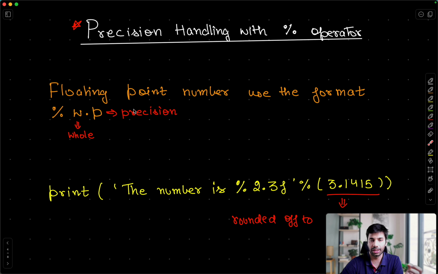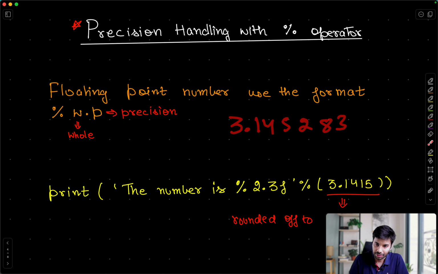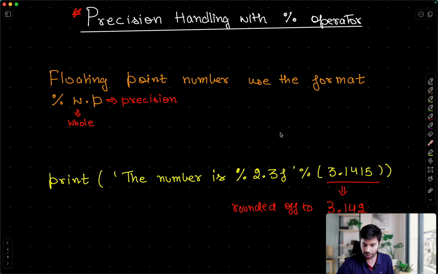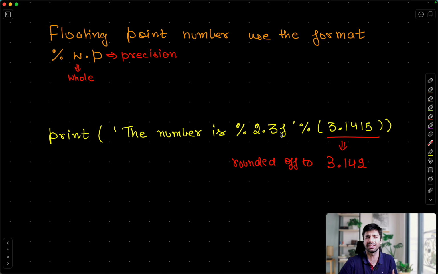Okay. So now the next one is precision handling with the percentage operator. Now this is again very important. So let's say you have a floating point number, and my number is coming out to be something like 3.14528.3. But of course, this is a very big number. I just want to maybe show the most significant 3-4 digits after my decimal. So that also is actually given in Python. Now the reason it is again important to cover is because that is how you show the result. If you're doing any calculation, it becomes a lot important to understand the same as well.